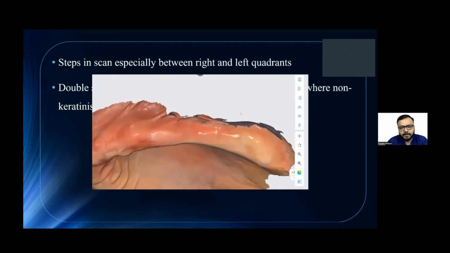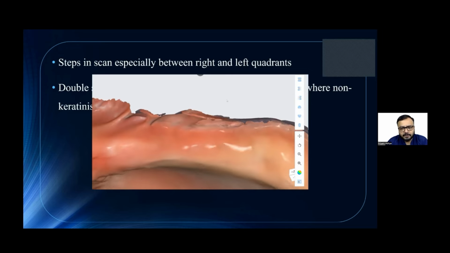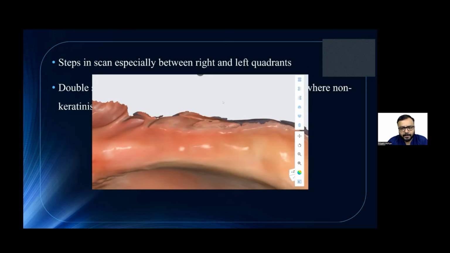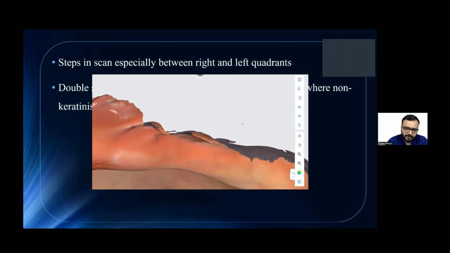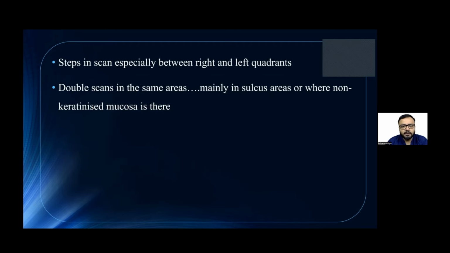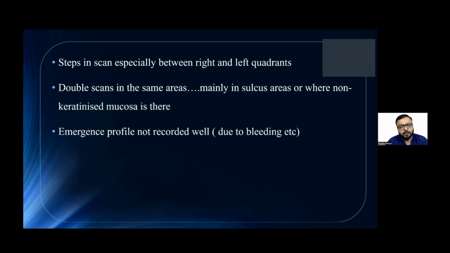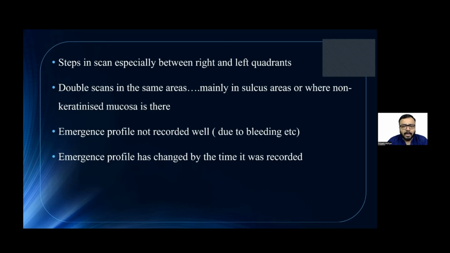So you can see over here, there is double data captured in the same area because the mucobuccal fold moved. So we have to ensure that this never happens. Emergence profile not recorded well because of bleeding or some other issue. The emergence profile has changed by the time you have recorded it. So you remove the healing abutment while you are scanning everything else, and by the time you come back to the area of interest, the mucosa can collapse.